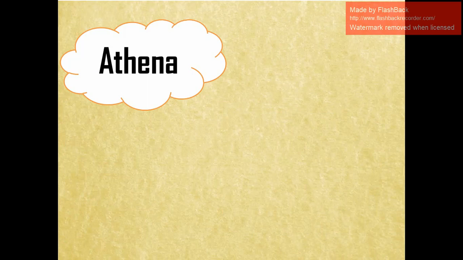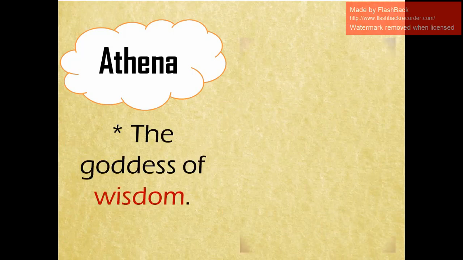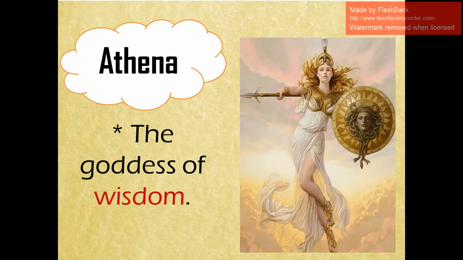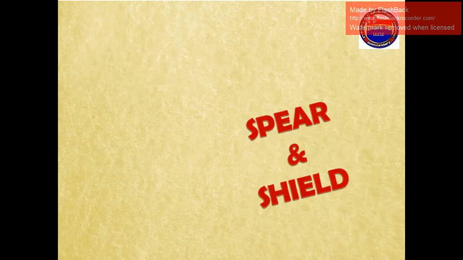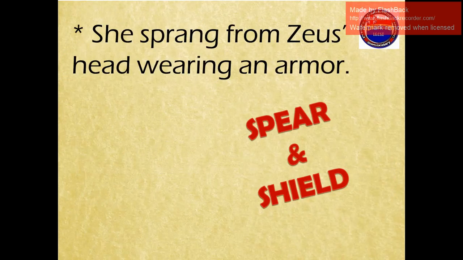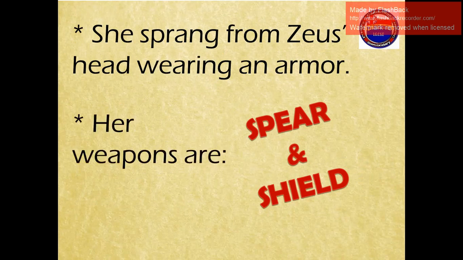And now let's talk a little bit about the goddesses in Greek mythology. One of the main goddesses in Greek mythology was Athena. Athena was the goddess of wisdom. She sprang, or she came out, from Zeus' head wearing armor. Her weapons are the spear and the shield.